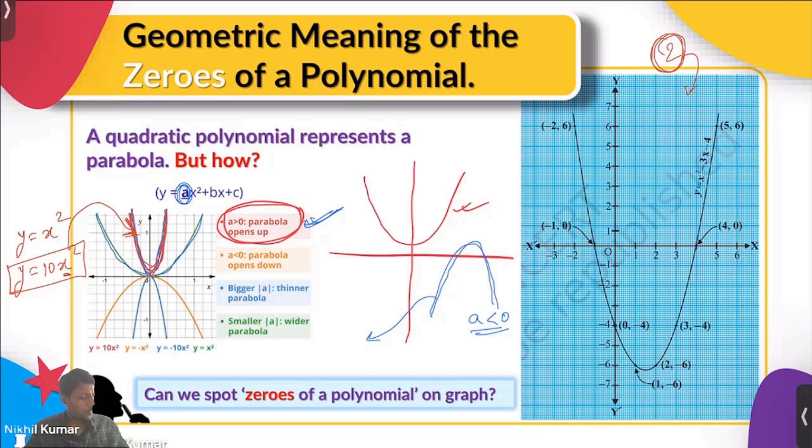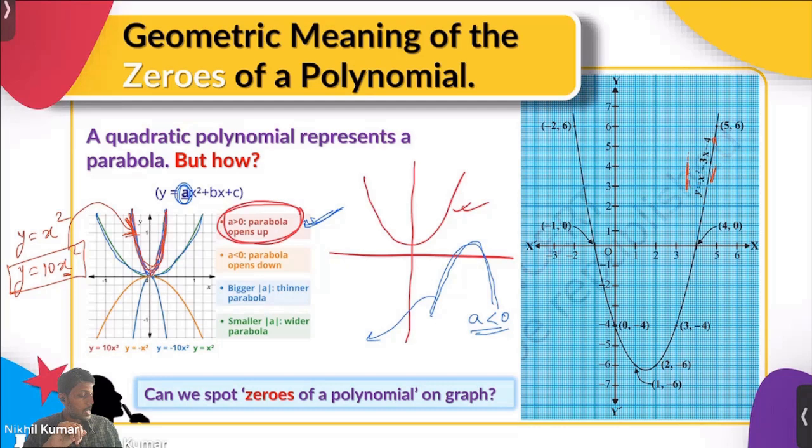We have a parabola. The equation of the parabola, or you can call it the quadratic polynomial, is also given. You have to spot zeros of this polynomial. For now, just tell me how many zeros are there in this polynomial.